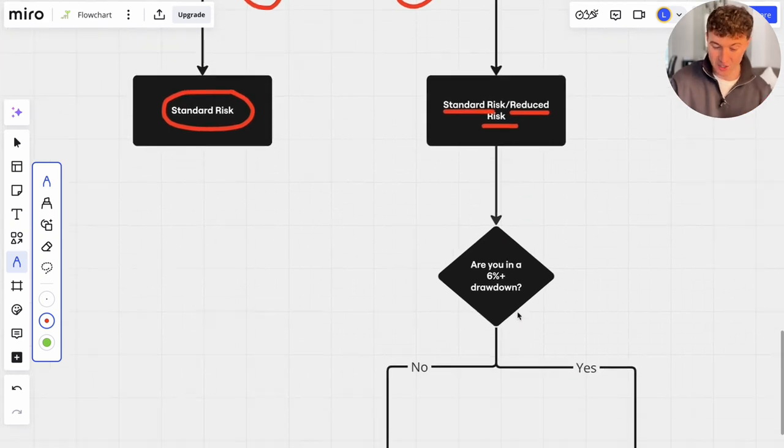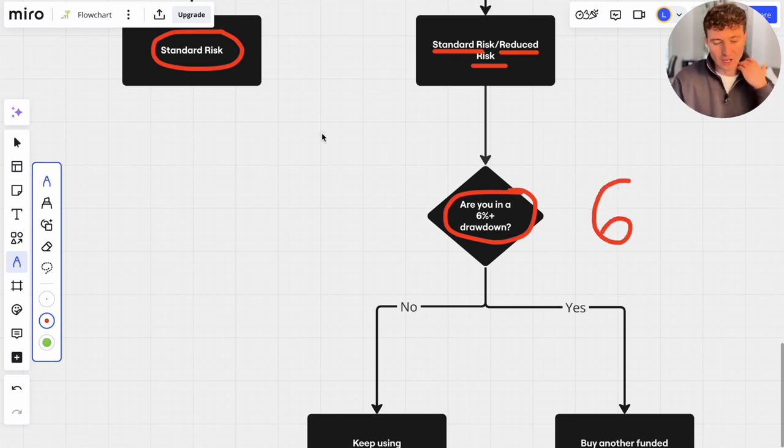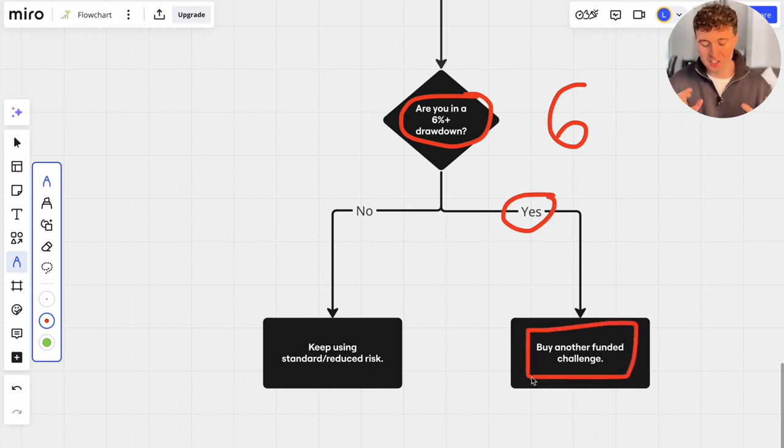The next thing that you need to ask yourself is, are you in a 6% plus drawdown? And remember, the maximum drawdown that I've seen is 6%, so really anywhere from 5 to 6%. If I'm in that amount of drawdown, then what I actually recommend doing is buying another funding challenge. And this may seem very counterintuitive to begin with, but I want you guys to hear me out.